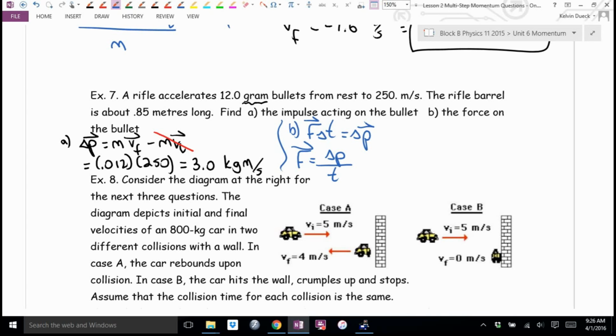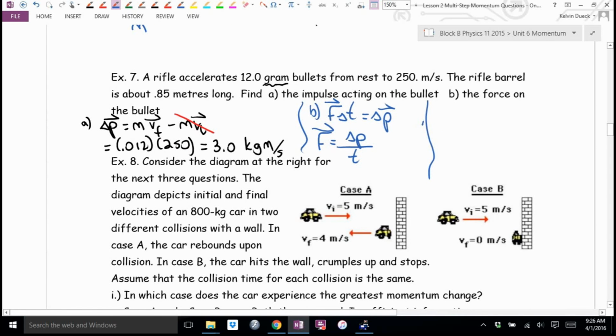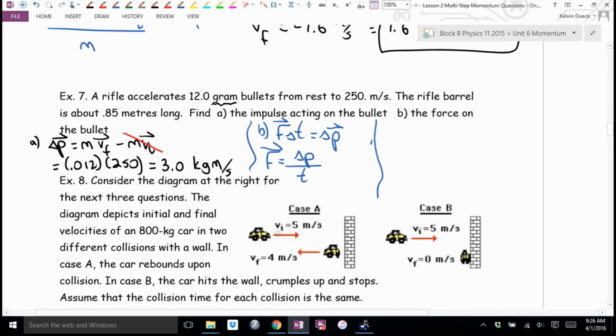Did they give me the time in this question? Well, touch screen, things move around like crazy. Okay. So, what haven't I used yet that they gave me? I think, Sam, the distance here is positive because we're moving forwards. Yes? I know VF is 250. VI is 0. Is there a way I can use that to find time?